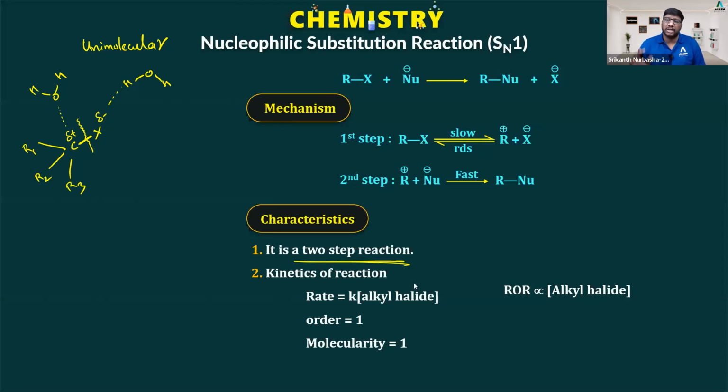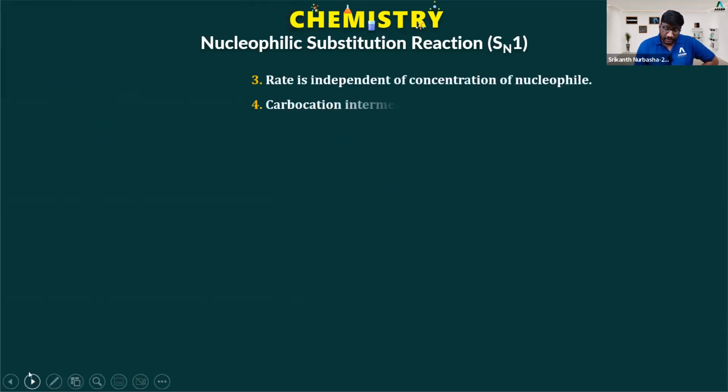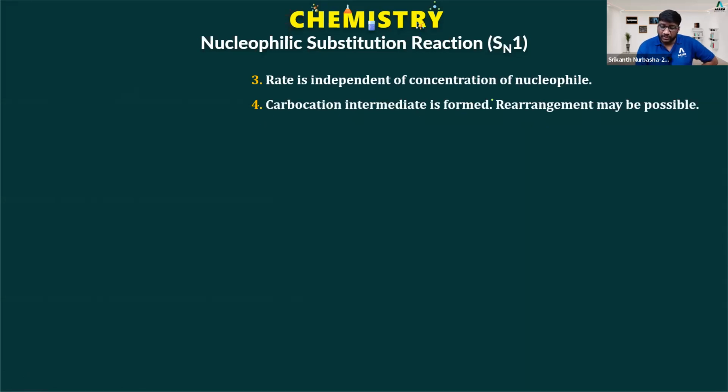That means it doesn't matter whatever nucleophile you have taken, how strong a nucleophile is or how weak a nucleophile is, it doesn't matter. If it is an SN1 reaction, it will not depend upon the concentration of the nucleophile. It only depends upon the concentration of alkyl halide. Rate is independent of concentration of nucleophile. Carbocation intermediate is formed, so rearrangements may be possible.